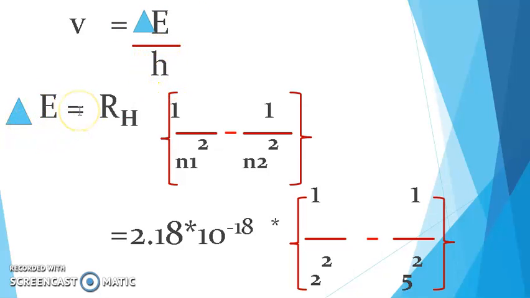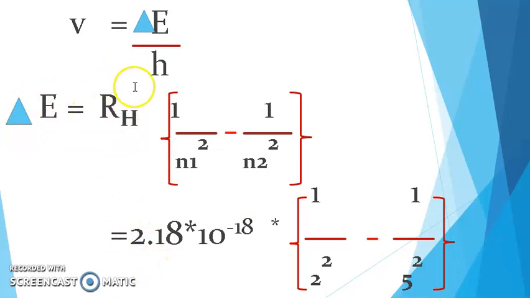So del E is equal to RH into 1 by n1 the whole square minus 1 by n2 the whole square. Why are we writing this equation? Because through this expression we can calculate the energy of the electron in the hydrogen atom, for the transition from n2 to n1. Here RH is the Rydberg constant. So del E is equal to the Rydberg constant times 1 divided by n1 squared minus 1 divided by n2 squared. This is the equation used to find del E.